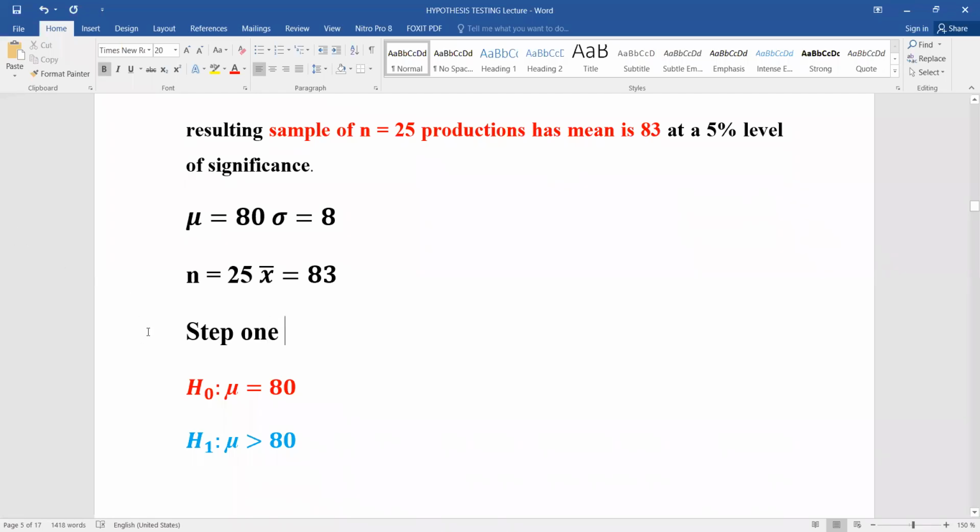Do we have any questions for step number 1? How did we come up with step number 1? It is from the question: the manager will only change to the alternative if it is greater. That is why we say that mu is greater than 80. Is that step clear? You need to type. Barbara is saying it is clear.